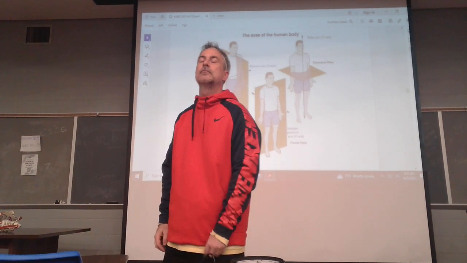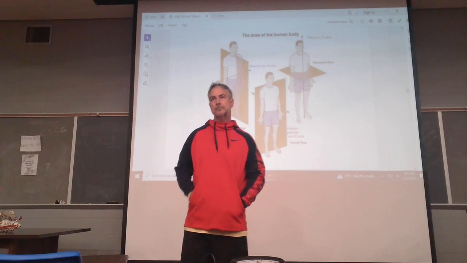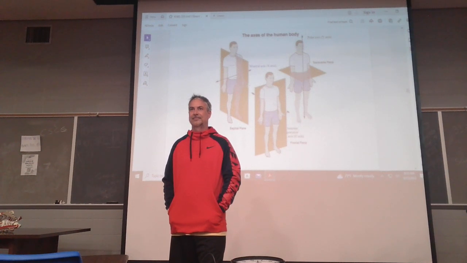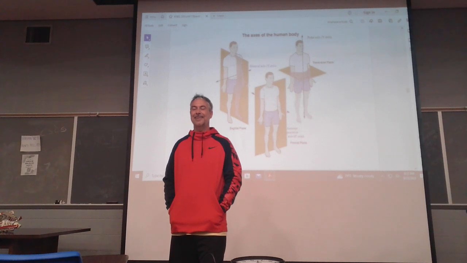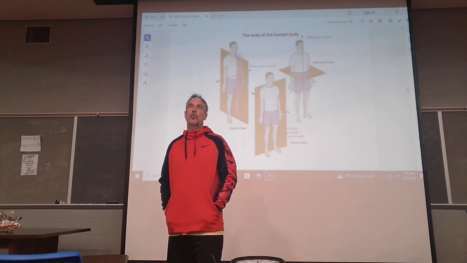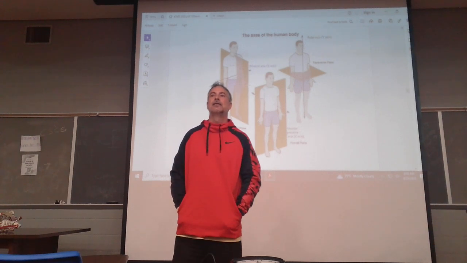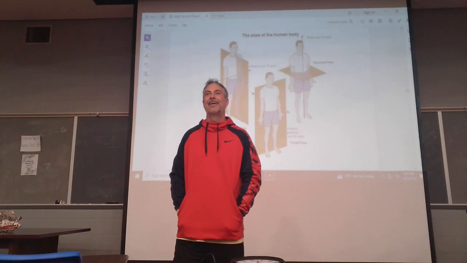Well, if it's rotating, does it have to be moving in a plane? So no matter what, if it's rotating, it's moving in a plane. But if it's not rotating, it can't be moving in a plane. Is that safe to say or not? Yes, absolutely. Objects rotate in planes. Objects do not translate in planes. So you can't say that was moving in the sagittal plane because it was translating.